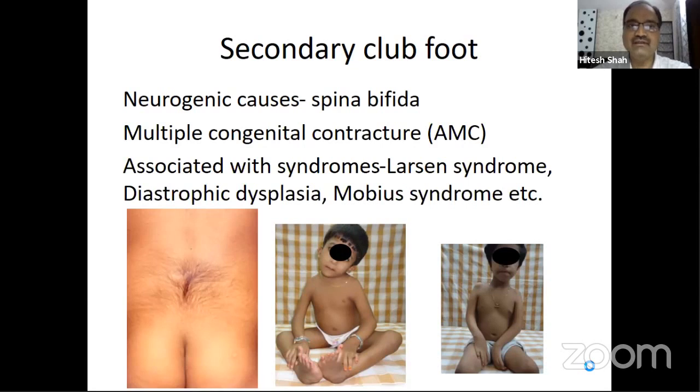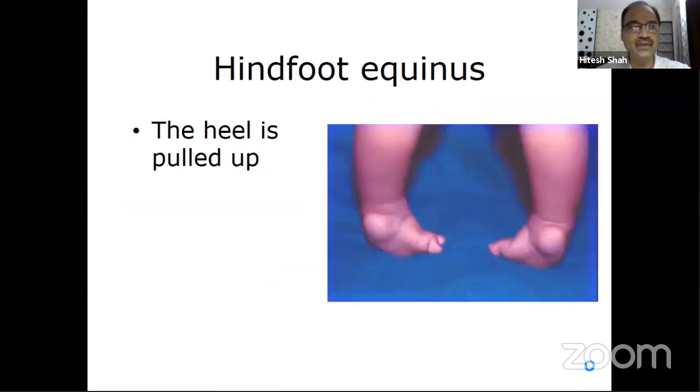Very rarely we will find an associated syndrome like Larsen syndrome, diastrophic dysplasia, Mobius syndrome, Freeman-Sheldon syndrome, or tibial hemimelia, where the clubfoot treatment would be totally different. It may be associated with laxity or with stiffness of the foot. So it is important to identify the primary clubfoot. My talk is related to the primary clubfoot, not the secondary clubfoot.